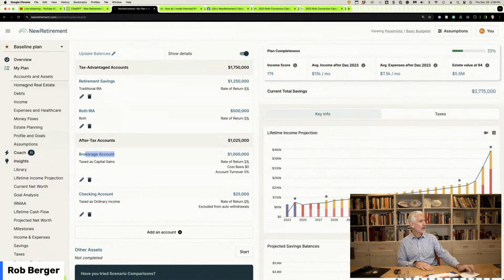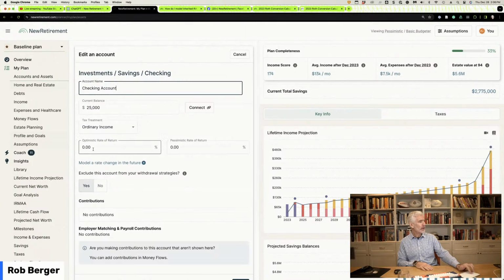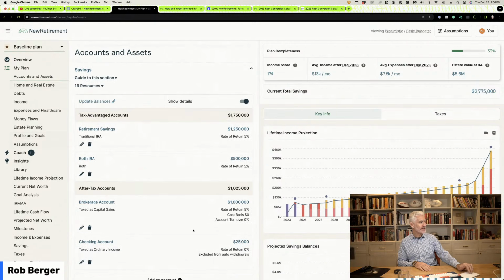We set it when we create the accounts, and we can look at this checking account, for an example. I've set it to an optimistic and pessimistic rate of return of 0%. I'm not going to earn any interest on it. And so it's going to take money from this checking account first, then the brokerage account, then it's going to move to traditional IRAs, which is this one up here, if you can see it, and then Roth. So I kind of go through that because I think one of the things in using this tool is to figure out how you can change the default behavior that I just described.